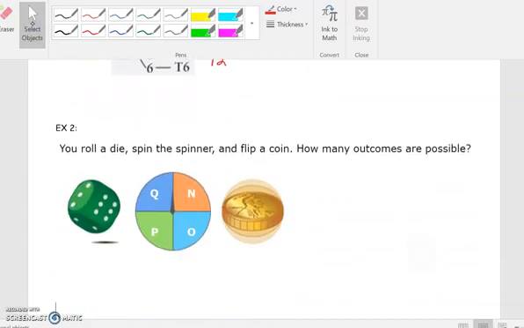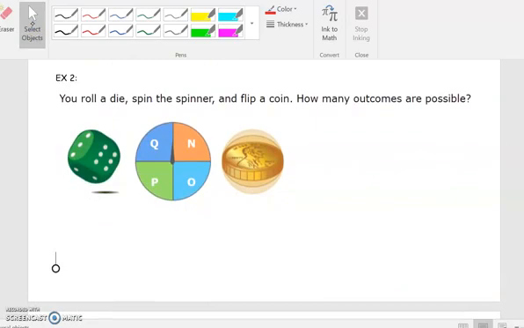Let's look at the second example. If you roll a die, you spin the spinner, and you flip a coin, how many possible outcomes are there? So we want to think about if we roll the die, we have 6 possible outcomes. For this spinner, we have 4 possible outcomes. And flipping a coin, we have 2 possible outcomes. So if we take those and multiply, 6 times 4 is 24, and 24 times 2 is 48. So we have 48 total outcomes if we roll a die, spin the spinner, and flip a coin.